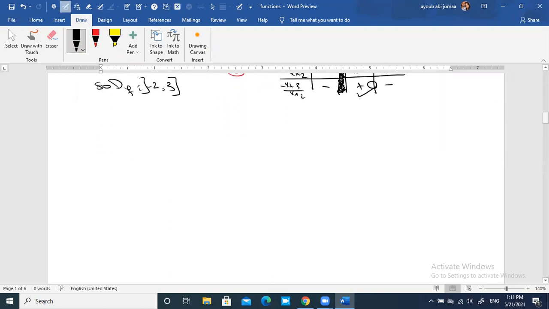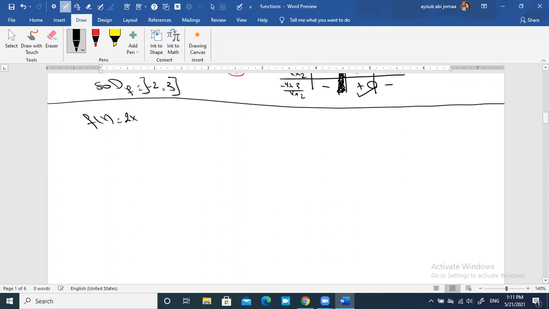Now for the second part, the graph of a function. When you have a function f of x equals, let's take the first one since you're used to it, a straight line, 2x plus 1. What do you mean by the graph of a function? The domain of this function is the set of real numbers. We don't have any condition, from negative infinity to positive infinity.